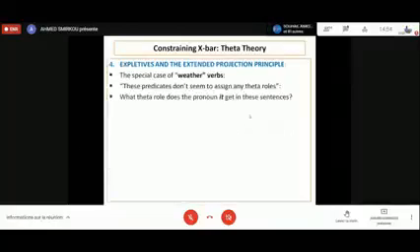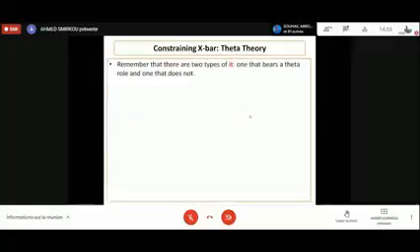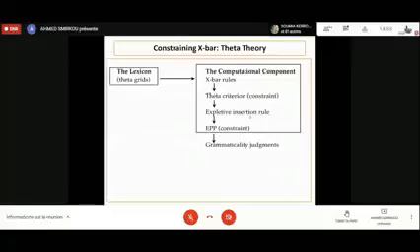Professor, can we say that competence and performance, like Chomsky's dichotomies, are related to the lexicon and the computational component?